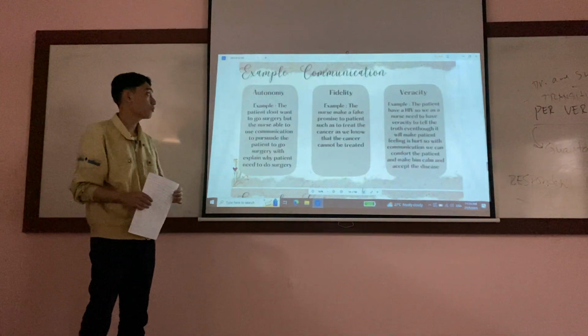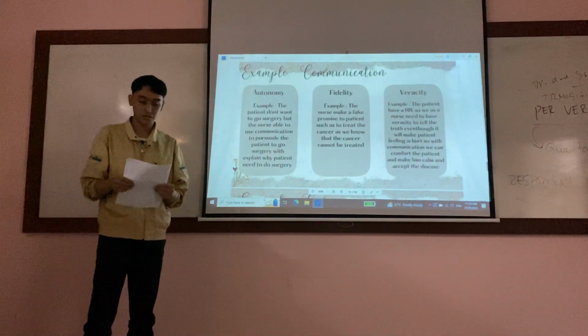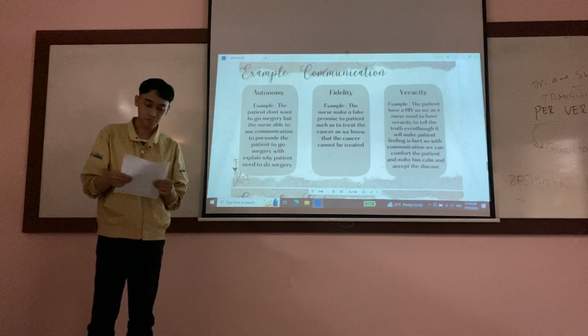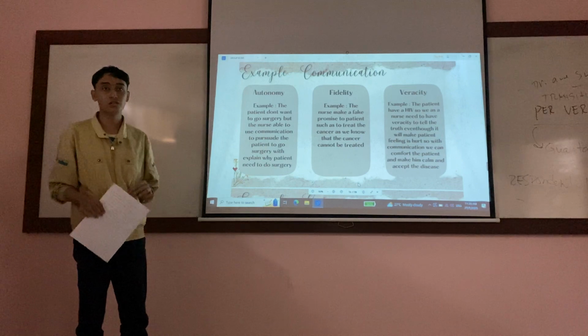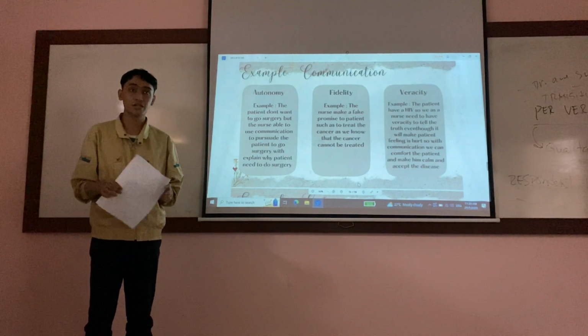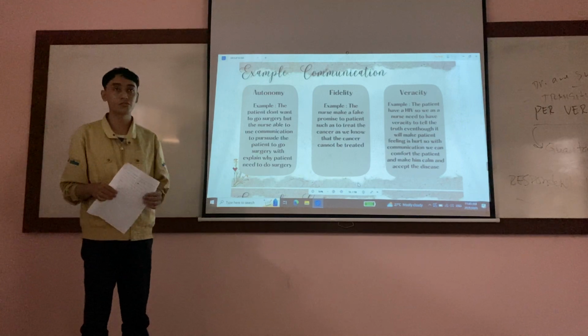So an example of communication and autonomy. The situation is the patient doesn't want to go to surgery, but the nurse is able to use communication skills to persuade the patient to go to surgery and explain why the patient needs the surgery.